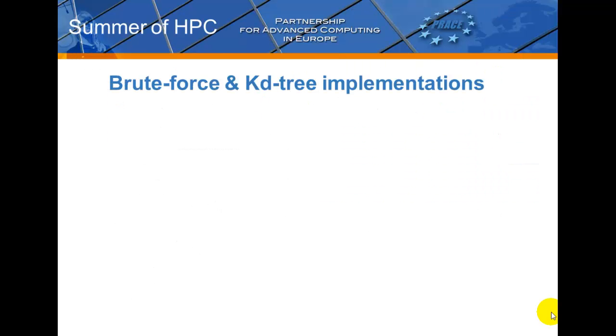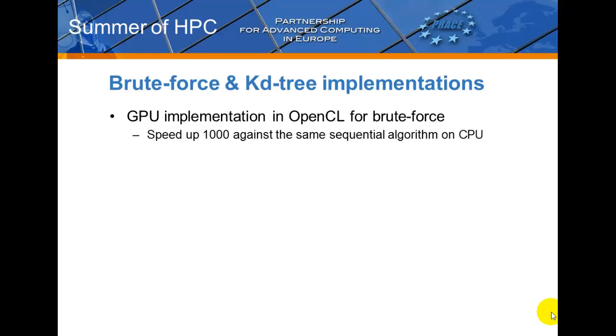There are 2 basic approaches to how to do K-means. The first one is the brute force algorithm, that is the original algorithm which was used in the plasma project. This algorithm is simple and it is possible to implement it using massive parallelization. That is what we did. So we implemented this brute force algorithm on GPU and got a speedup of 1000 against the same sequential algorithm.